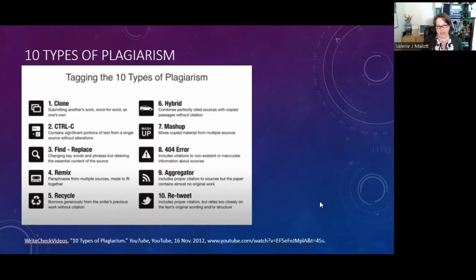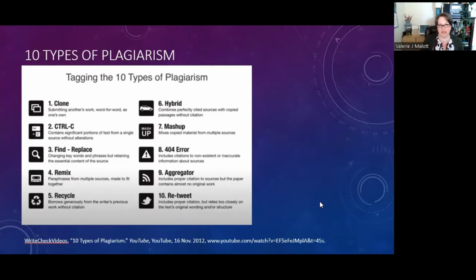Find and replace means you're changing keywords and phrases, but retaining the essential content of the source. So you may change a few words and you say, oh, well, I'm actually paraphrasing, which is, no, you're not actually paraphrasing. You are just replacing a few words. And that's not acceptable either.